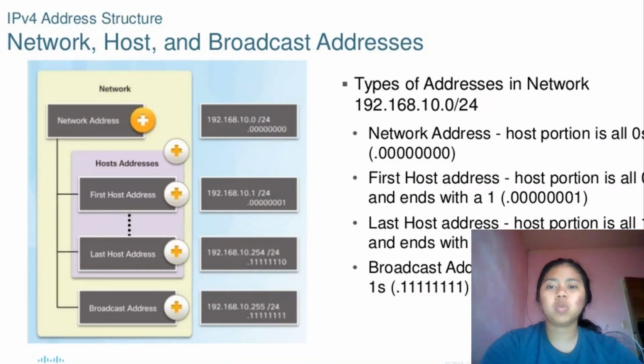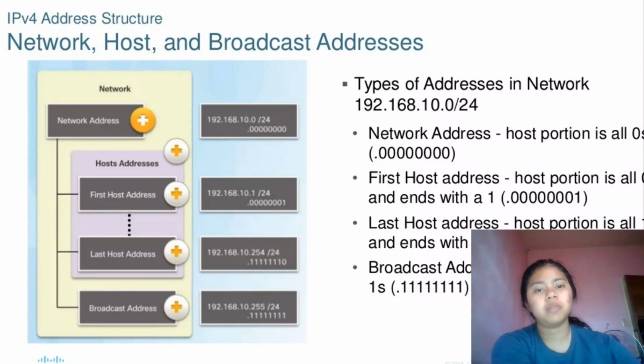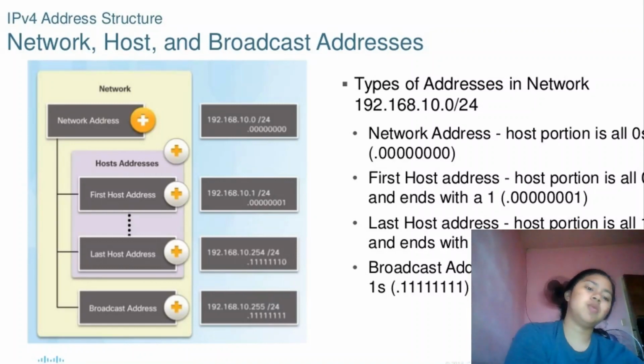Network, host, and broadcast addresses. These are the types of addresses in a network. Network address: the host portion is all 0s. First host address: the host portion is all 0s and ends with 1. Last host address: the host portion is all 1s and ends with 0. Broadcast address: the host portion is all 1s.